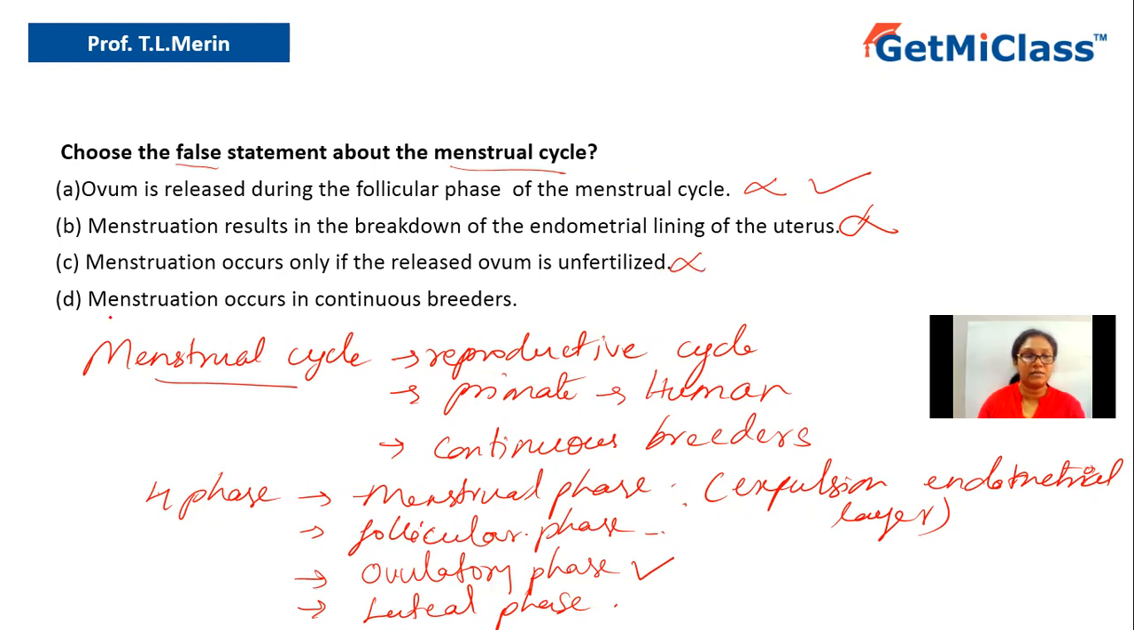Then option D says menstruation occurs in continuous breeders. Yes, as I told you, it happens in primates, and primates are continuous breeders. Hence, this is also a correct statement, but again, we are looking for the false statement. So what is the correct answer? The correct answer is option A. So let us conclude the answer. The answer is option A.